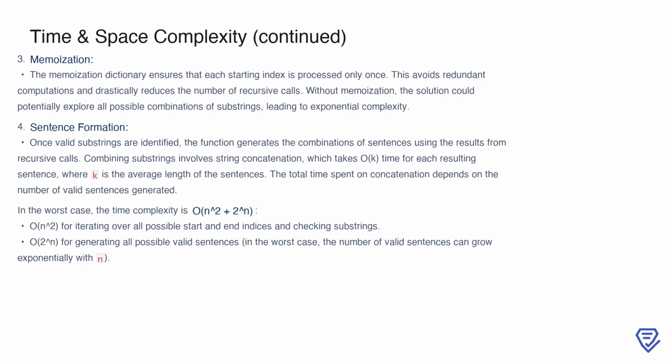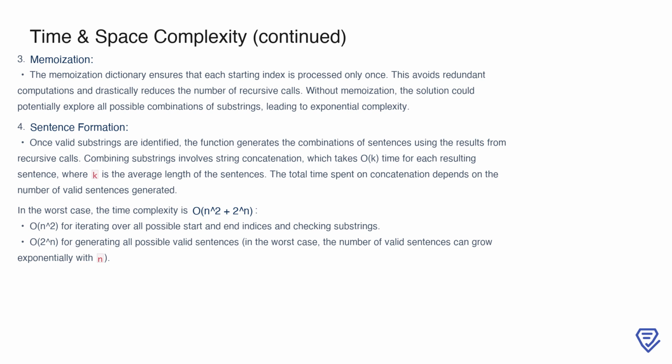Another aspect to consider is sentence formation. Once valid substrings are identified, the algorithm generates combinations of sentences by concatenating results from recursive calls. The time required for string concatenation depends on the number of valid sentences and their average length. If the number of valid sentences grows exponentially, this adds an O(2 to the power of n) factor to the overall complexity. Combining these aspects, the worst-case time complexity becomes O(n squared plus 2 to the power of n), where O(n squared) accounts for substring checks and O(2 to the power of n) accounts for generating all valid sentences.